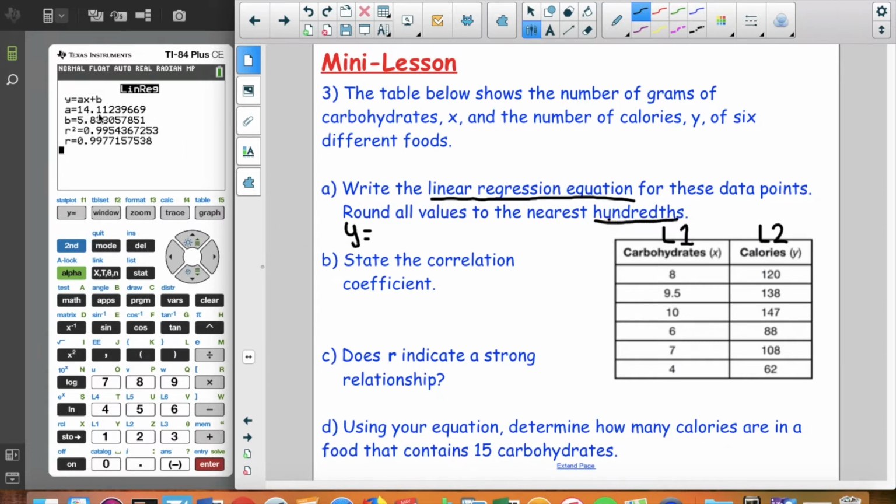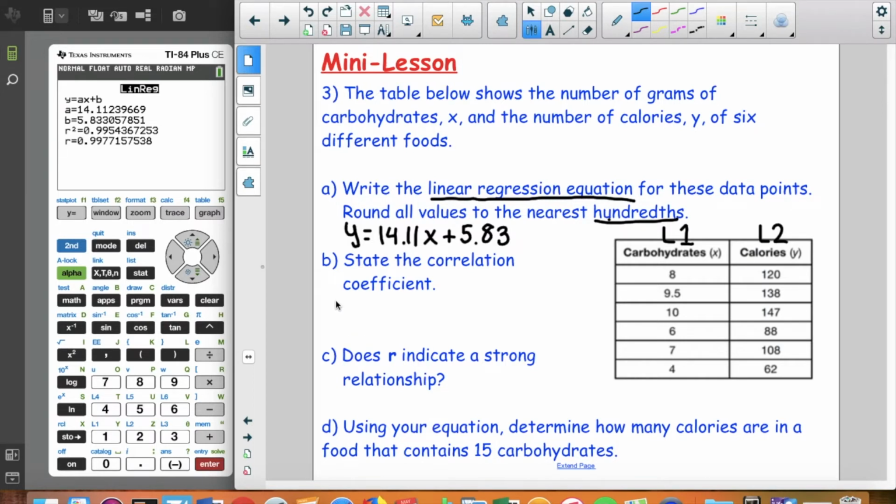So first let's start with a. Hundredths is 2 decimal places. So the second decimal place is this 1, and it stays a 1 because the number next to it is below 5. So this is 14.11x plus, here's our b. We're rounding it to the nearest hundredth, which is where this 3 is, and it's going to stay a 3 because this 3 is below a 5. So plus 5.83, and that's our equation.